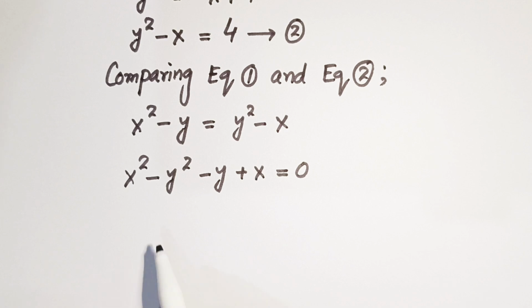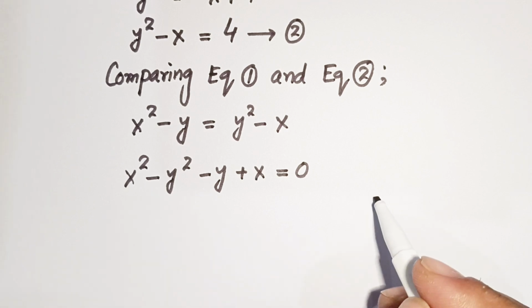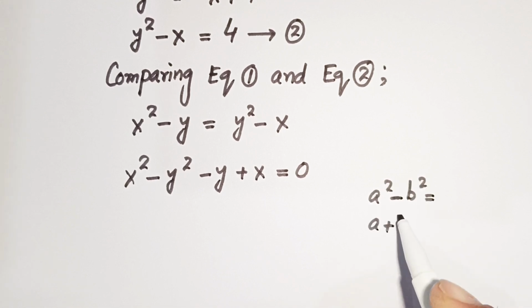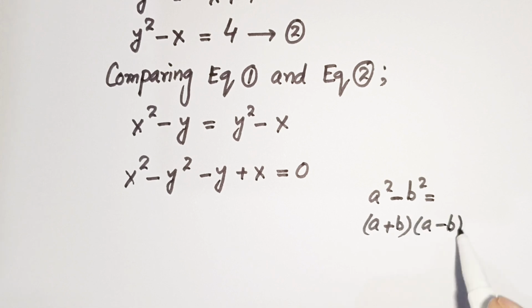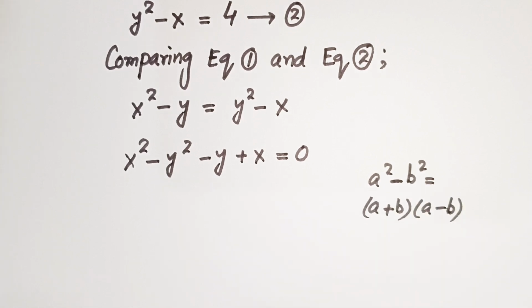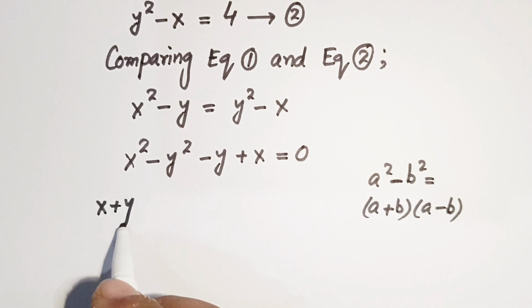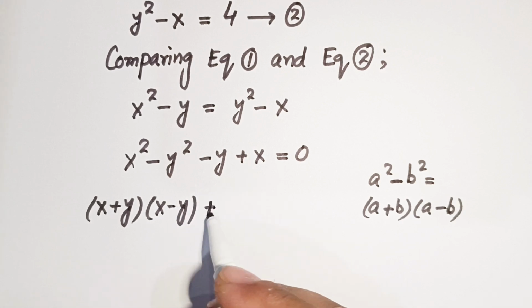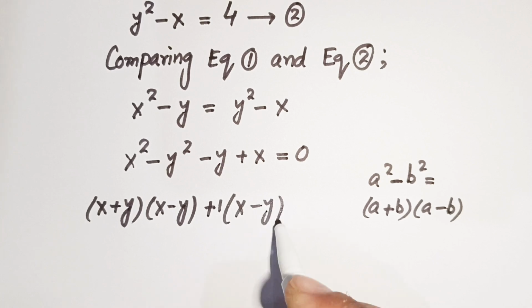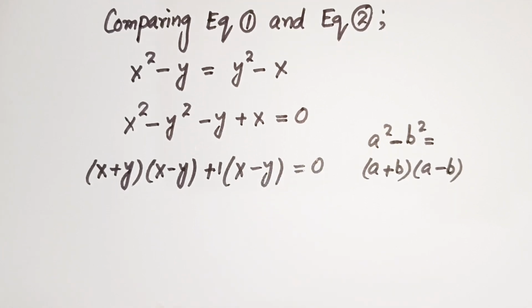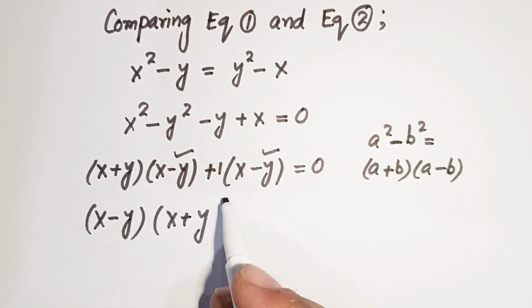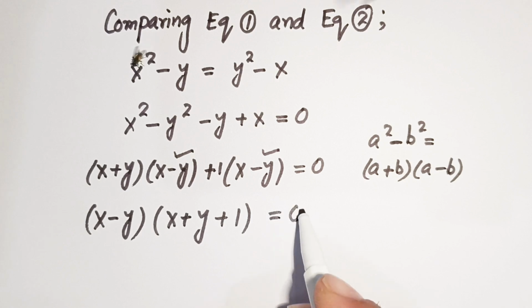Now this x² − y², according to the algebraic formula a² − b² = (a + b)(a − b), we have x² − y² = (x + y)(x − y), and here if we take plus 1 as common, we get (x − y) = 0. Here we see that x − y is a common term, so taking x − y common, we get (x − y)(x + y + 1) = 0.